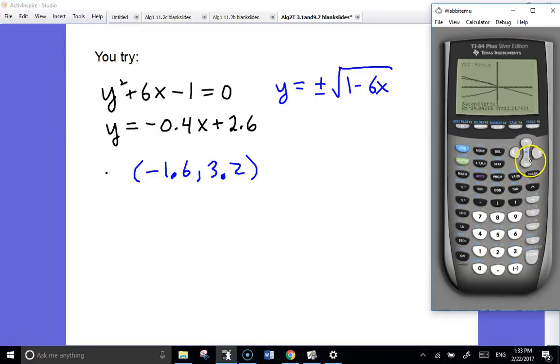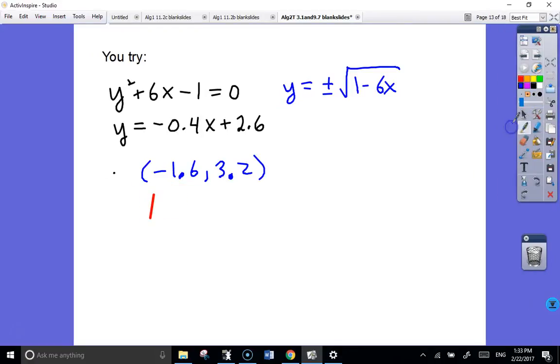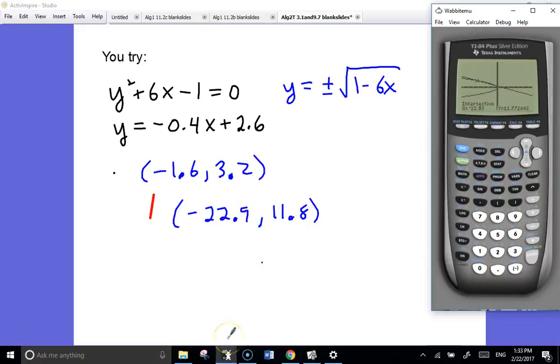Enter, down arrow to get to the line. Enter, enter. Negative 22.9 and 11.8. Oh, I'm all over you. Negative 22.9, 11.8. I think that's right. Okay.